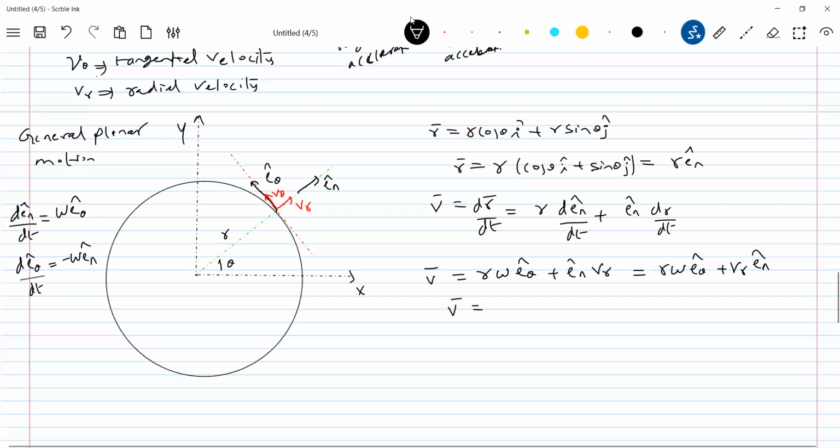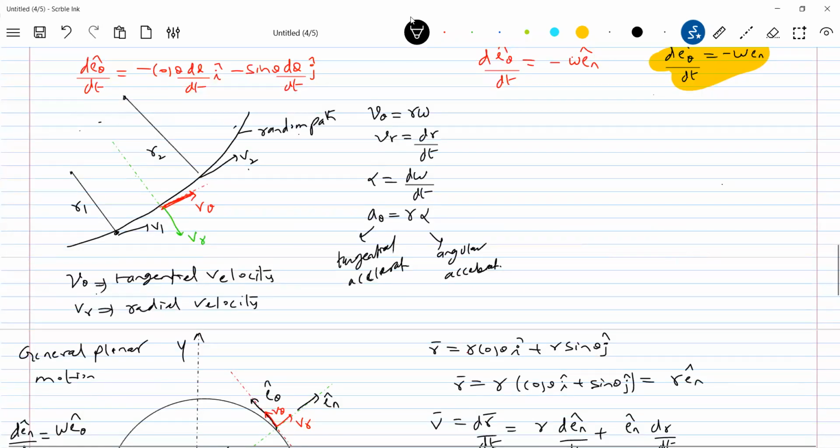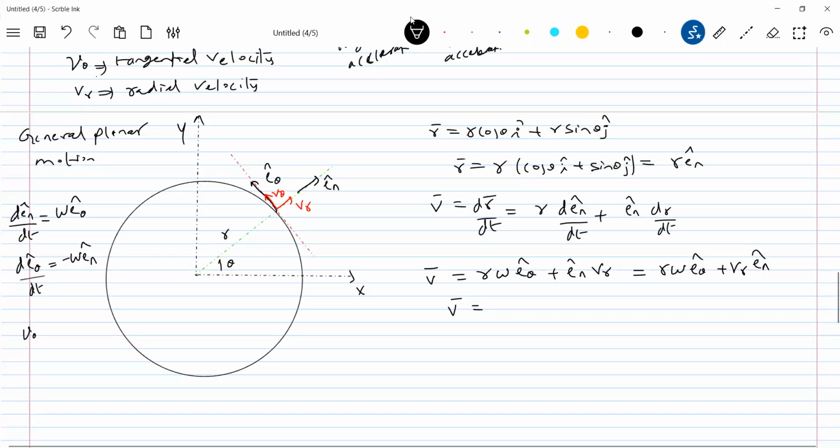What is R omega? R omega, just now we wrote, no? What is R omega? V theta, tangential velocity. I'm indicating the diagram. So V theta equal to R omega. Therefore, R omega, I'll write it as V theta E theta cap. Then what is VR? VR is radial velocity. Sir, if radius constant, put VR 0.